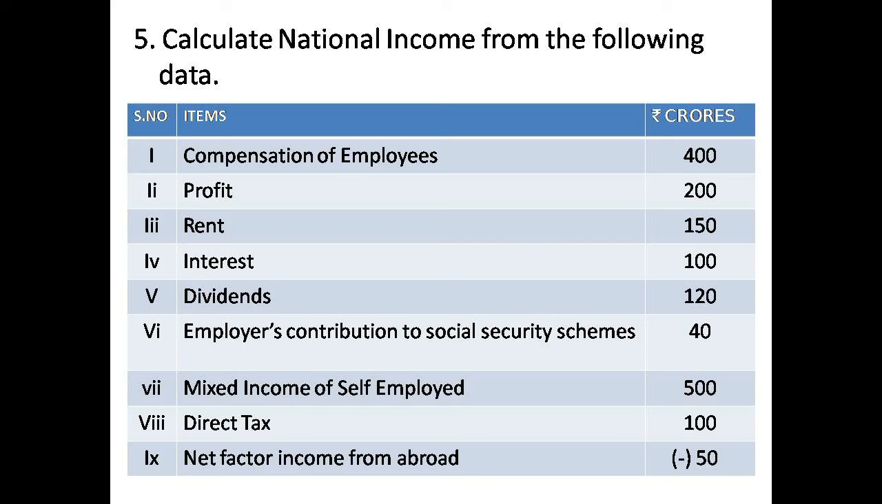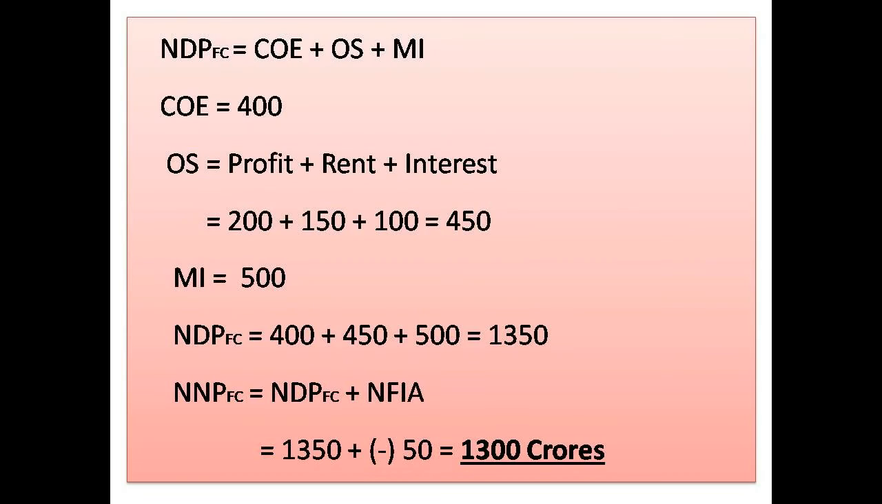Compensation of employees is given directly, 400 crores. OS is not given, but they have given profit, rent, interest. Dividend is not needed for us because profit is already given. Employers' contribution and all not needed because compensation of employees is directly given. Mixed income of self-employed is given. So let's see how the problem is solved.